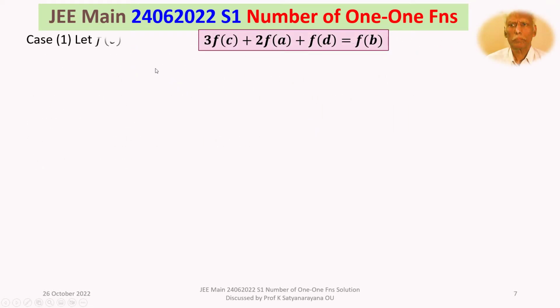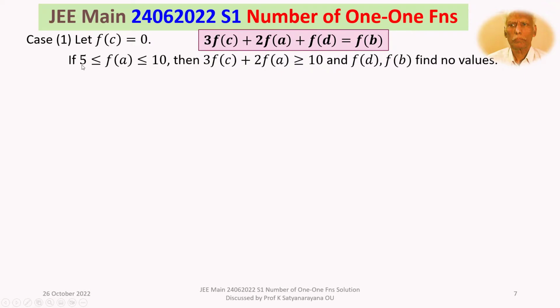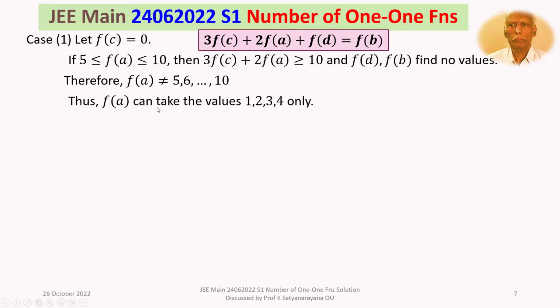So, let's consider the first case. Case 1: let f of C be equal to 0. And if I take f of A equal to 5, then 3 times f of C, which is 0, plus 2 times f of A will be 10. And if 5 is less than or equal to f of A less than or equal to 10, then 3 times f of C plus 2 times f of A will be greater than or equal to 10, and thereby f of D and f of B find no values. So f of A cannot take these values 5, 6, 7, up to 10. Of course, f of A cannot take 0 also. So f of A can take values only other than 0, 5, 6 to 10; they are 1, 2, 3, 4 only. So we deal with 4 sub-cases.